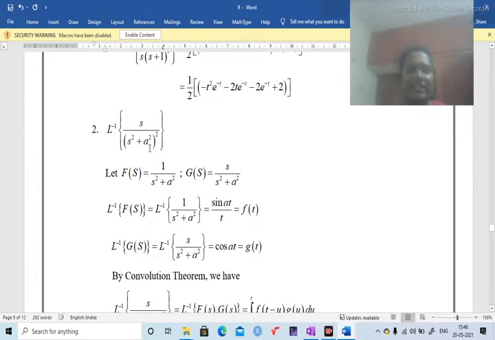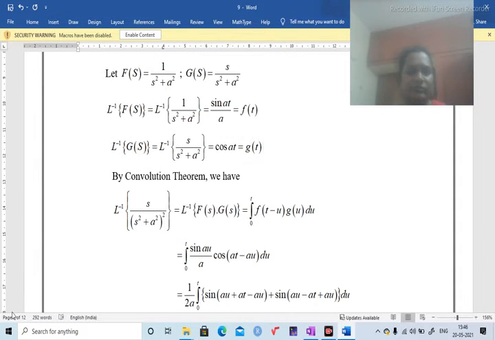Next question, L inverse of s by (s square plus a square) whole square. Let f of s equal to 1 by s square plus a square, g of s equal to s by s square plus a square. L inverse of f of s equal to L inverse of this one. L inverse of 1 by s square plus a square is sin at by a. Take this as f of t. L inverse of g of s equal to L inverse of s by s square plus a square. This is cos at. Take this as g of t.